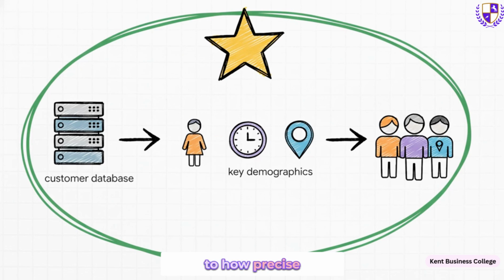Just listen to how precise this is. She didn't just pick some people. She used the customer database to match key demographics, directly connecting her action to the theory of representativeness. That is a perfect answer.